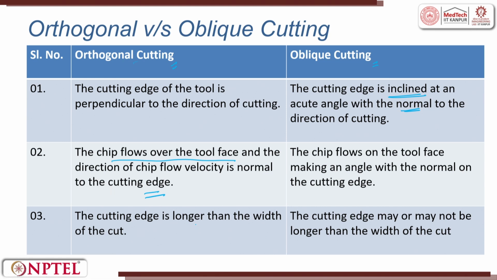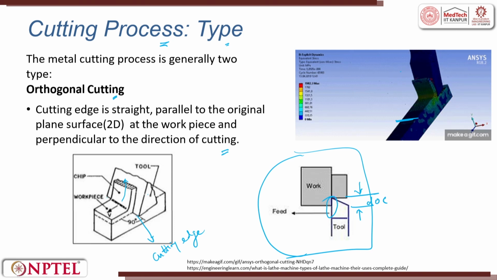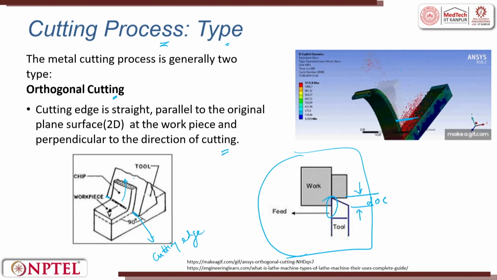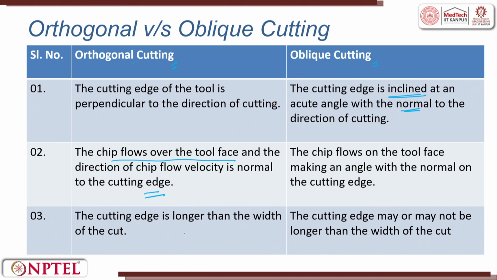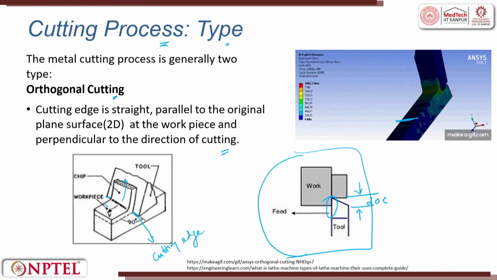The cutting edge is longer than the width of the cut. You see here, it is protruding. It is longer or larger than the chip, whatever it flows. The cutting edge is longer than the width of the chip. What is the width of the chip? The width of the chip is this. This is called the width of the chip, W.